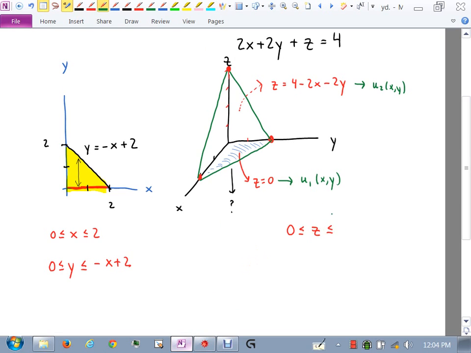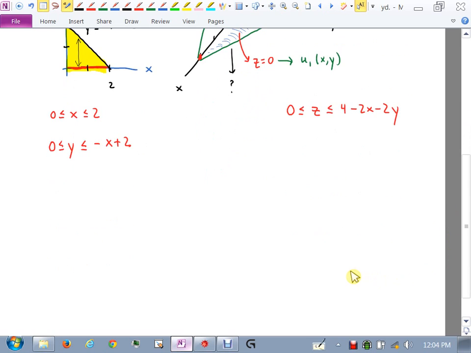Okay, so Z is between 0 and 4 minus 2x minus 2y. That's it. We're ready to set this up. We good? Questions? Triple integral time. We're going to go integral first from 0 to 2. Then the next integral is going to go from 0 to negative x plus 2. Then the next one is going to go from 0 to 4 minus 2x minus 2y.